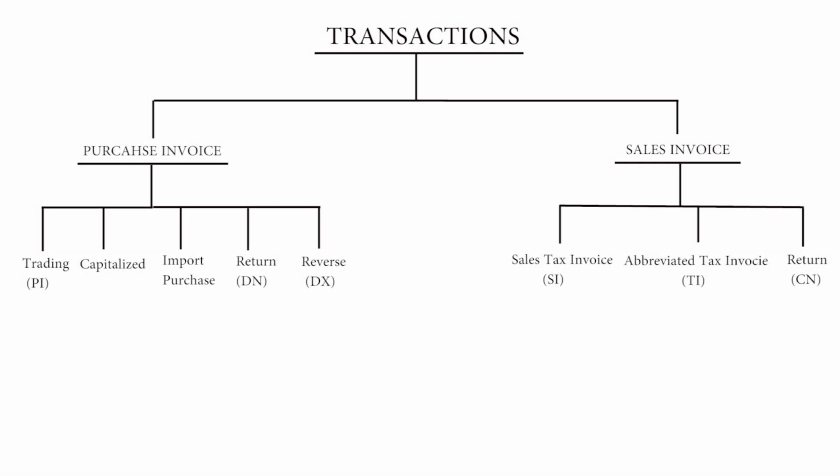Purchase invoice, which includes a trading purchase, capitalized purchase, import purchase, debit note, and purchase reverse, and sales invoice, which includes sales tax invoice, abbreviated tax invoice and credit note. Now let's look into our third topic, which is where to view the VAT report.